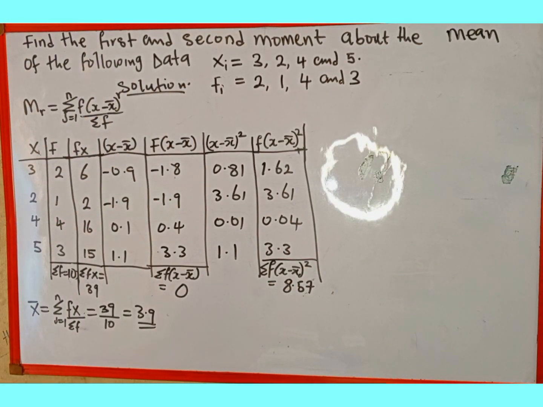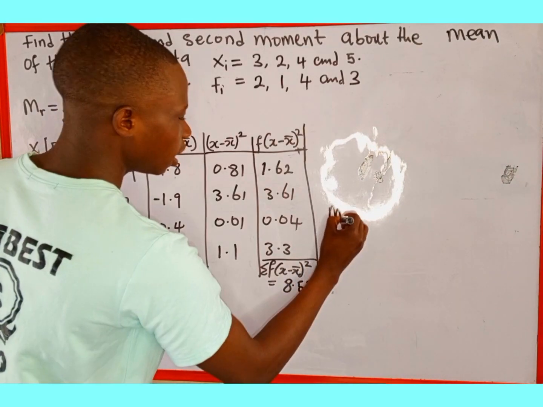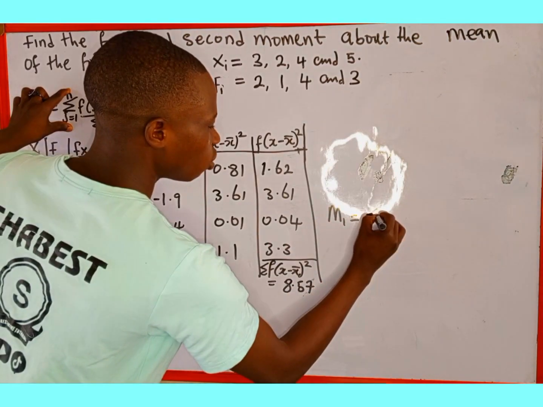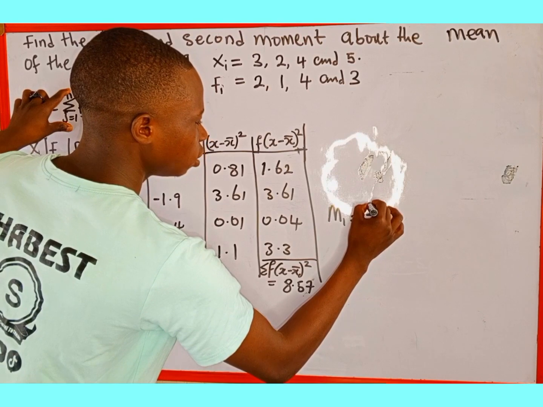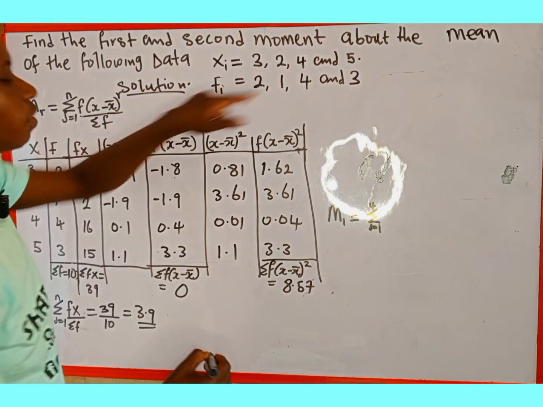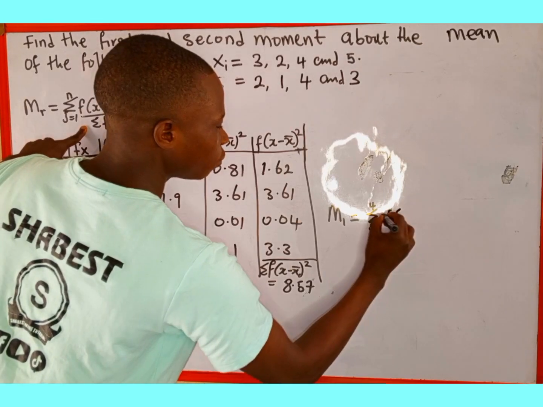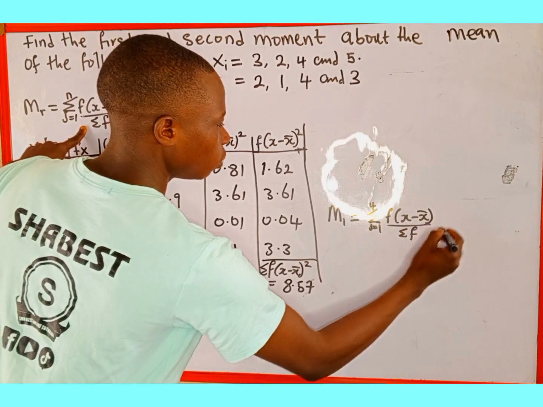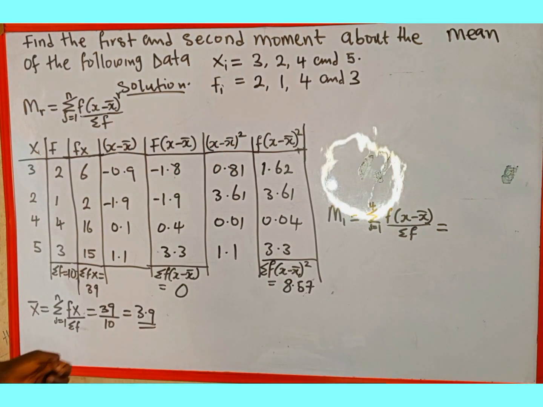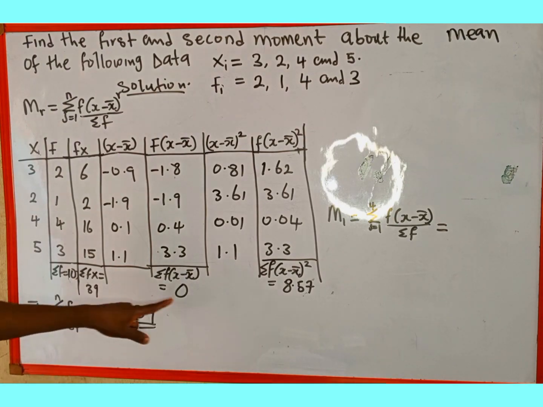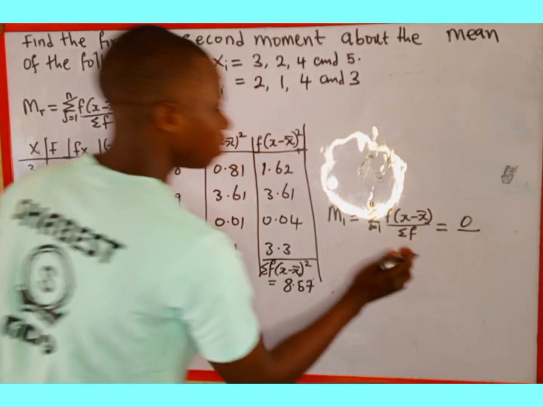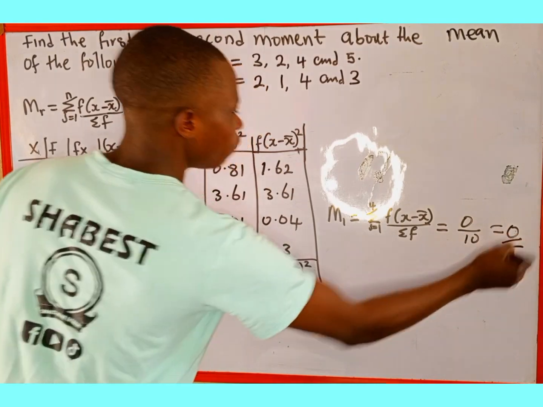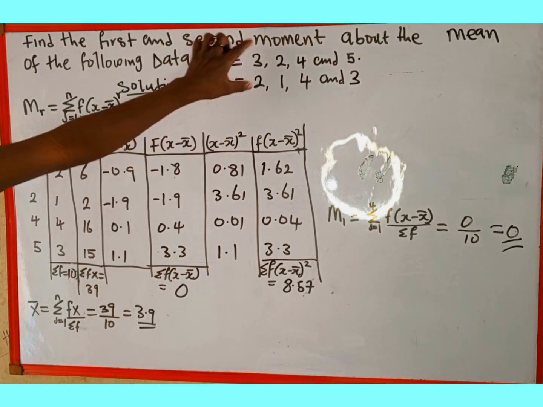So now we can substitute into the formula. The first moment about the mean is equal to, from the formula, summation of f of x minus x bar, as i ranges from 1 to 4, because we have 4 data, all over summation of f. Summation of f into the bracket of x minus x bar is going to be 0. Then 0 divided by summation of f, which is 10. 0 divided by 10 is equal to 0. Therefore, the first moment about the mean of this data is equal to 0.